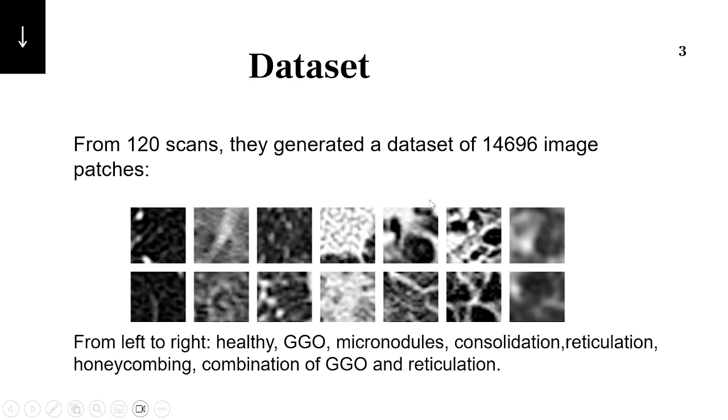So using these little squares, they got 14,696 image patches from 120 scans. Here is an example of the image patches that they got from the scans.